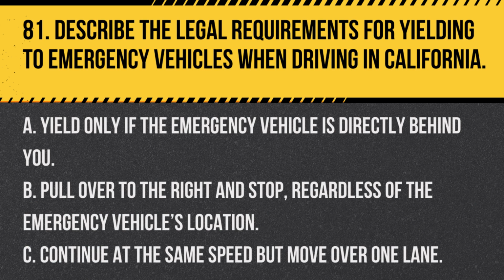Question 81. Describe the legal requirements for yielding to emergency vehicles when driving in California. A. Yield only if the emergency vehicle is directly behind you. B. Pull over to the right and stop, regardless of the emergency vehicle's location. C. Continue at the same speed, but move over one lane.